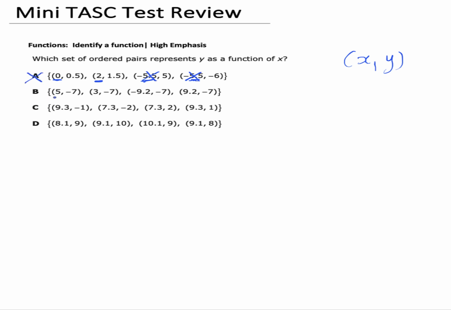Let's go to B. Focusing on the x, I have 5, 3, negative 9.2, positive 9.2. All of the x values are different. Therefore, B is a function. Again, in order to be a function, focus on your x values and none of them should repeat.